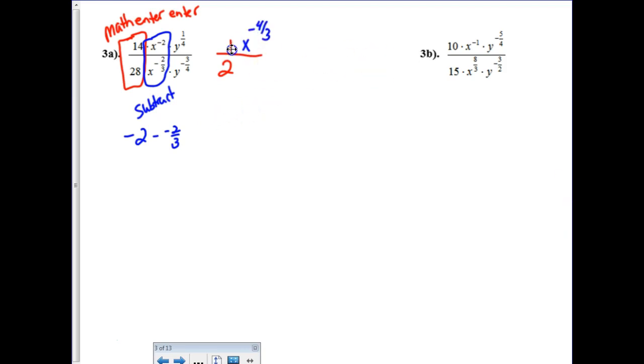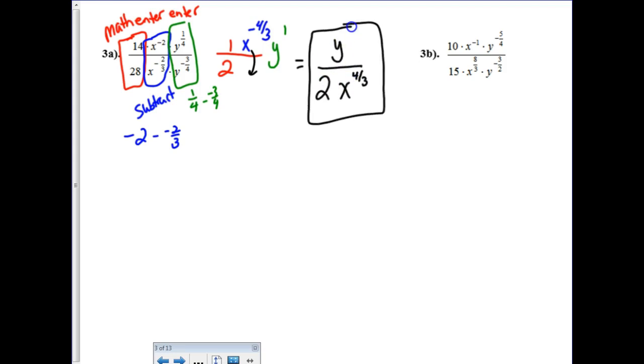And then same thing for the y's, you're going to subtract the exponents. So you have 1/4 minus a negative 3/4, which will be y to the first. So as far as final answers go, this is not ours because this x to the negative 4/3 is going to have to move. So 1 times y to the first, I'm just going to write down a y. And then 2 is still in the denominator, and now it's joined up with x to the positive 4/3 power.